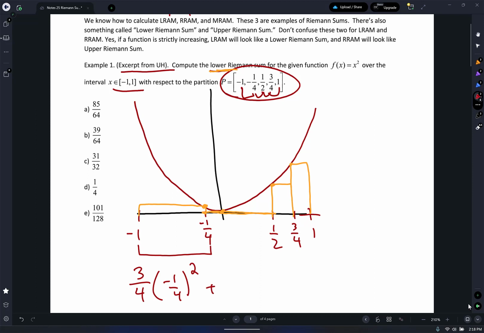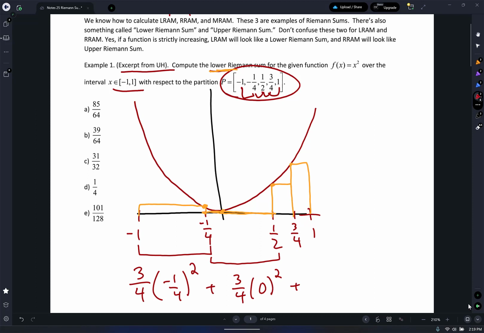Plus, and I guess you don't have to write delta x here. The difference between -1/4 and a half is again 3/4, right? -0.25 to 0.5. That's 3/4. But my height is 0. I guess you don't need the 0 squared because it's 0.